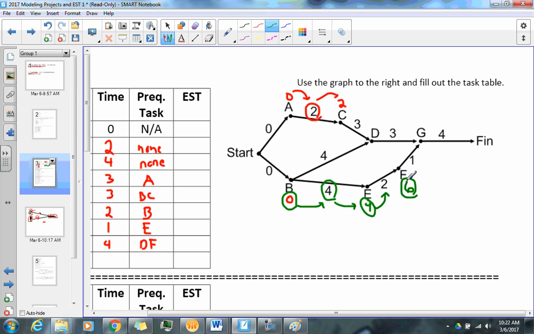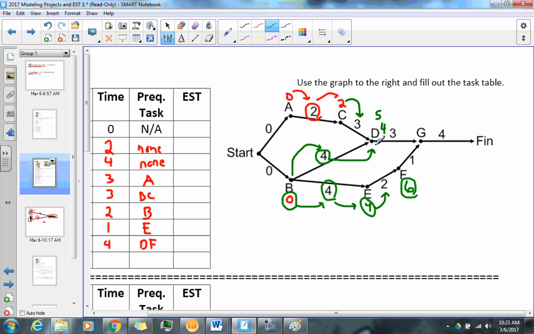Now, this is where it gets a little complicated. Let's look at D here. D actually has 2 arrows coming at it. So C has an EST of 2 plus 3. Well, that would give you 5. But notice down here, B is at 0. It takes 4 minutes to do whatever task B is. And so B, going this way, actually has 4. So C got there in 5 minutes, B got there in 4 minutes. So the question is, well, what's D's EST?